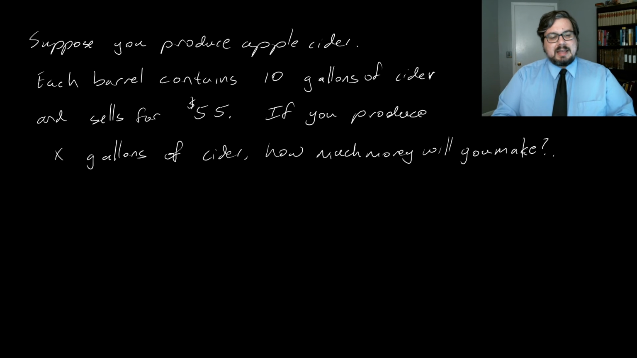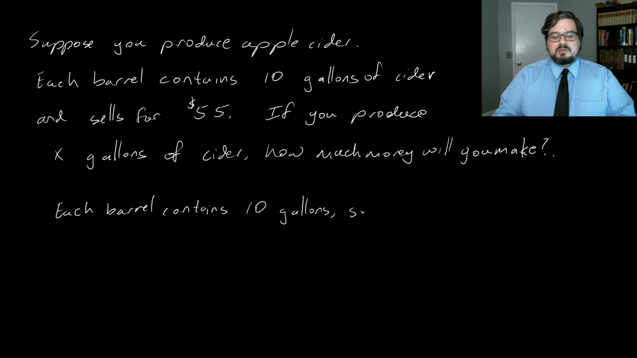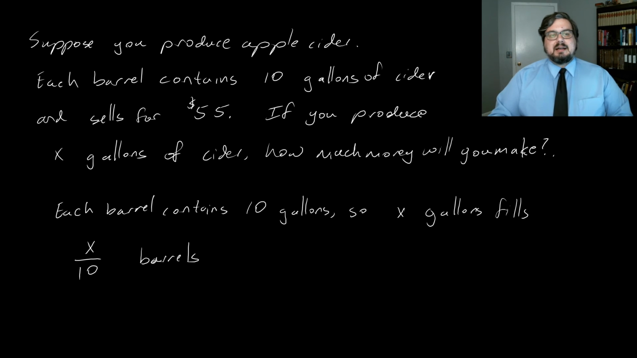So we can look at the following. Each barrel contains 10 gallons. So X gallons fills X over 10 barrels. But of course, this doesn't really make sense if X isn't a multiple of 10. If X is 15, we wouldn't say that we fill 1.5 barrels. And if X is 19, we wouldn't say that we're filling 1.9 barrels or anything like that.